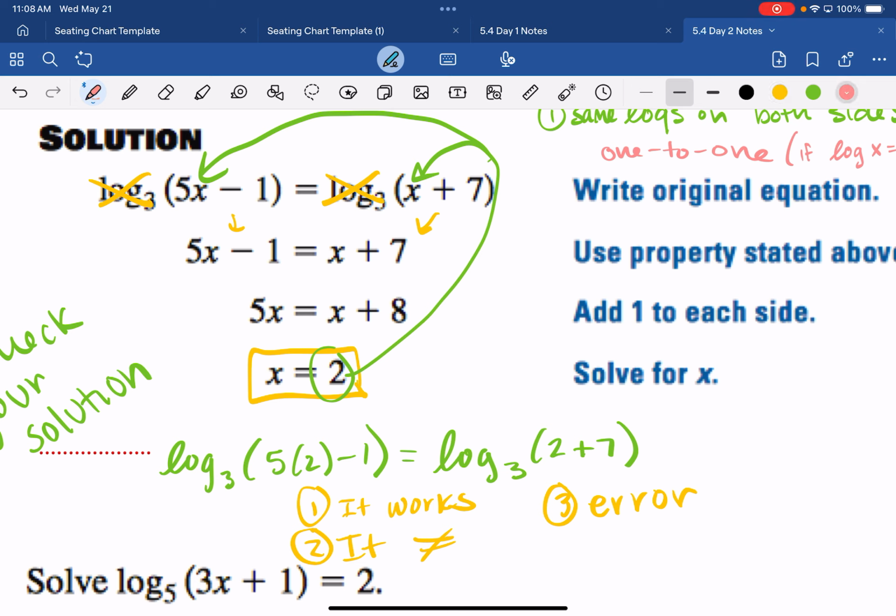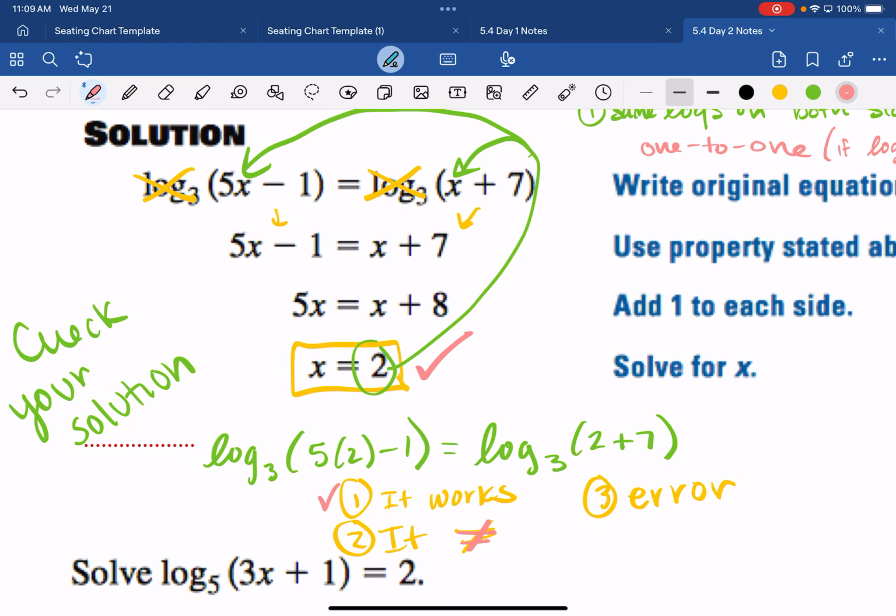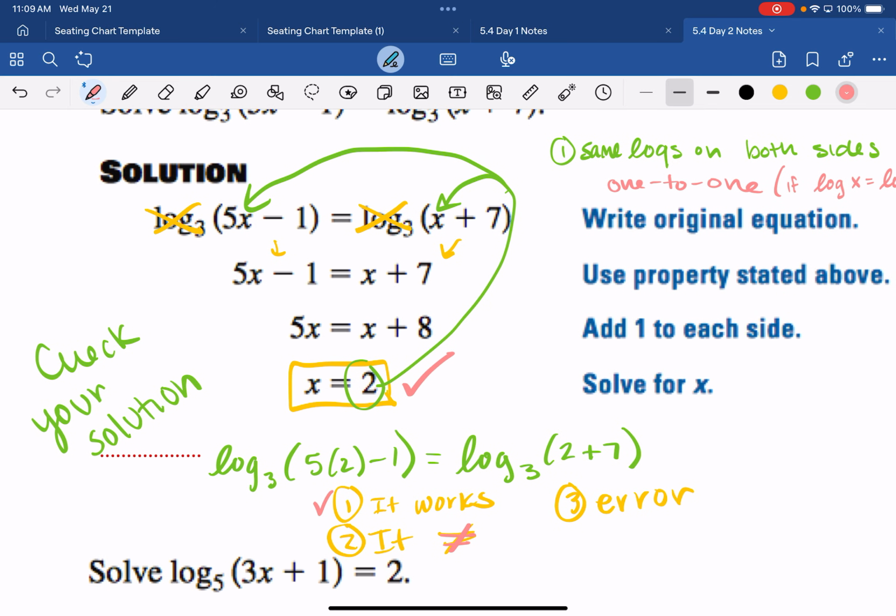So when you plug in a 2, it's going to work. We're going to get option 1, which means you're just going to put a little check mark by it to tell me it checks out, it works. We'll see an example at the end today where there's one that doesn't work. The second means it's not equal, that's like a little equal sign with a slash through it. So that's the new part today. Whenever I give you a log to start, you have to remember to check your answers now.